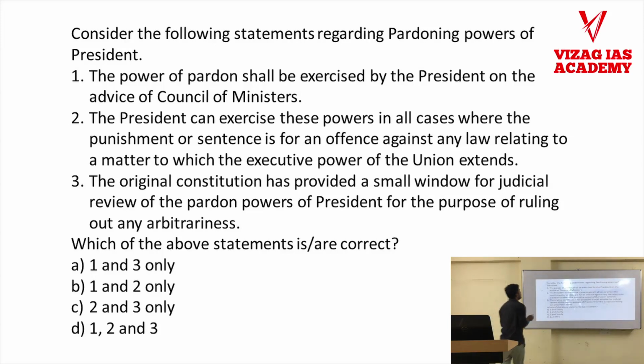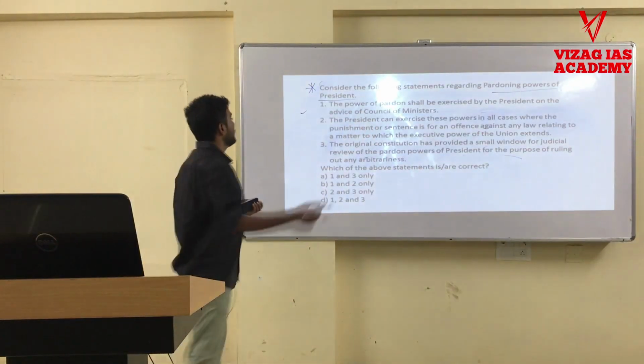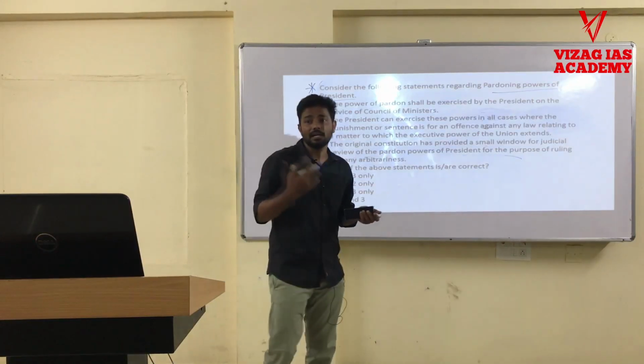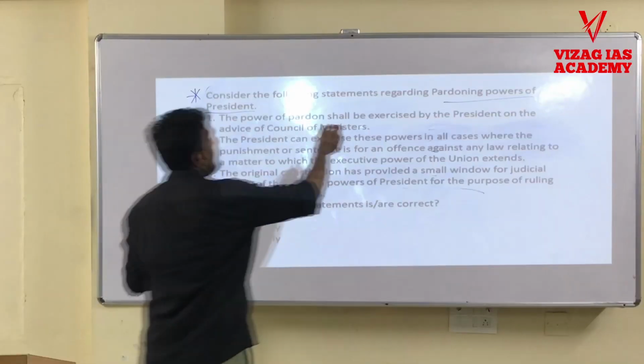And the second question: consider the following statements regarding the pardoning powers of the president. This pardoning power of the president comes under which powers? It falls under judicial powers. The president has various powers, and under that one head is judicial powers. Under this, the pardoning power comes.